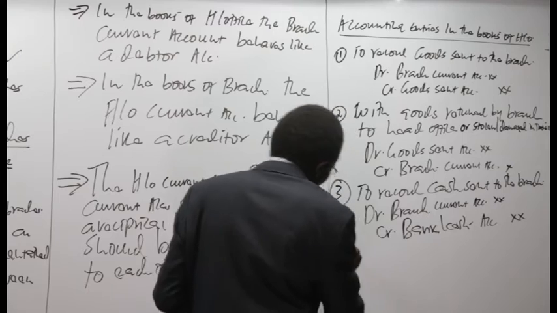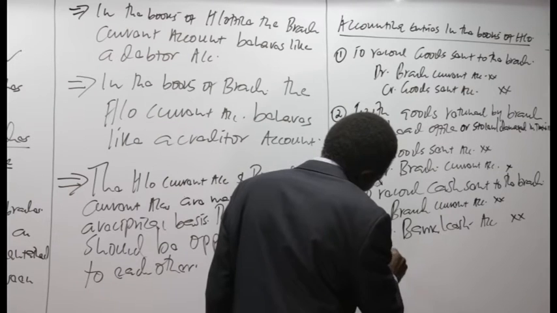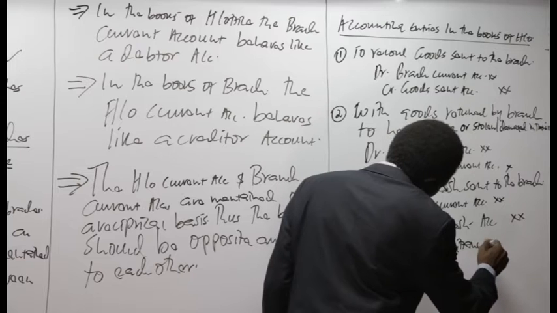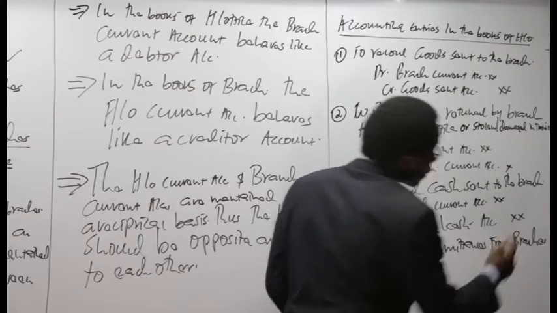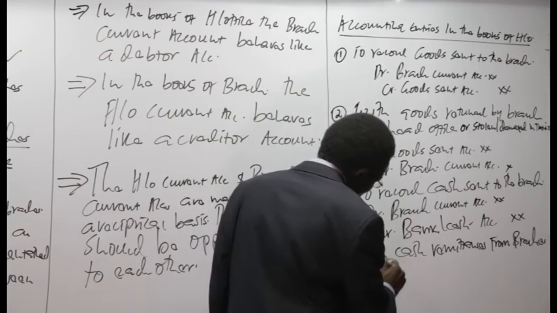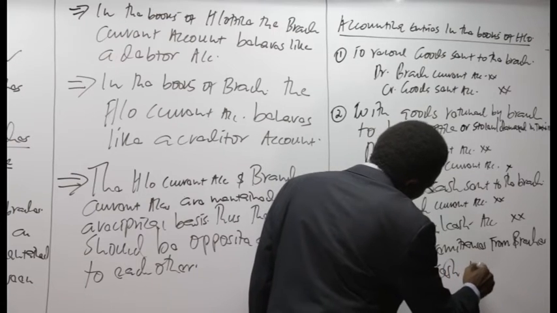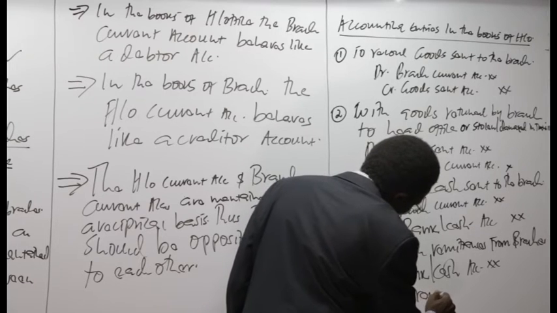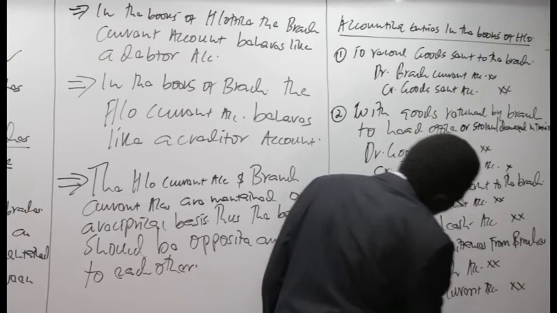Number 4, we may receive some cash from the branches. So with cash remittances from branches. If the head office receives cash from the branches, so we'll definitely debit the bank. Then we credit the branch current account.